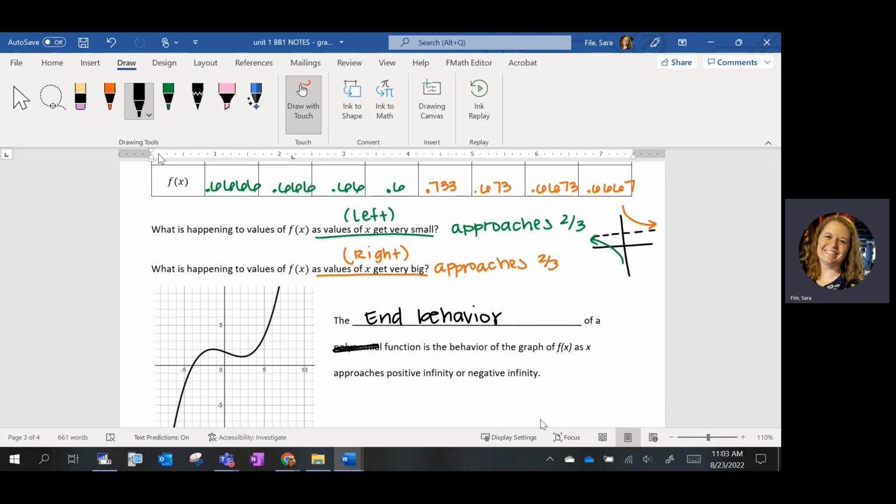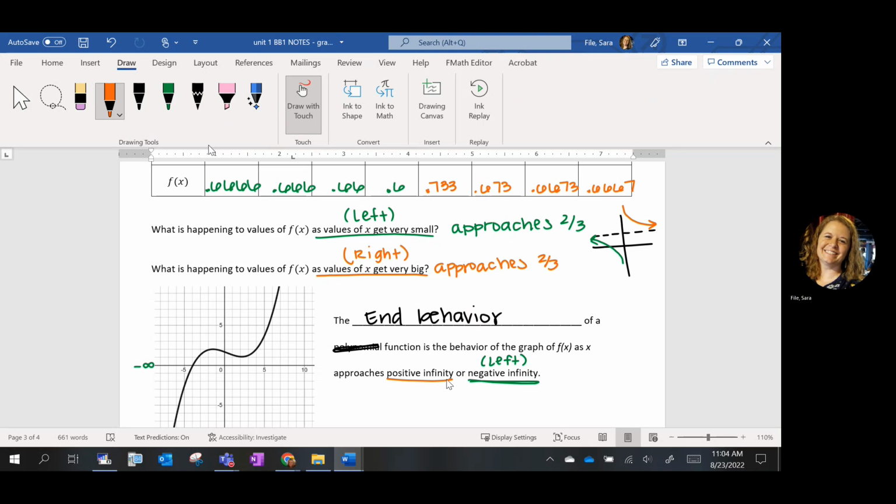So end behavior of a function is the behavior of the graph of f of x as x approaches positive infinity or negative infinity. Okay, so as it approaches negative infinity, that's the left side of the graph. As x goes to negative infinity, that means it's the left side, right? That's over here. X is negative infinity on this side. Okay, and as x approaches positive infinity, that means the right side.